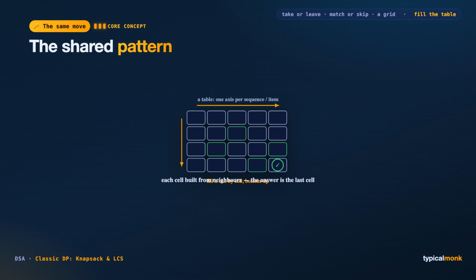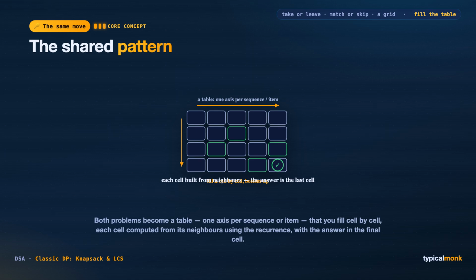Knapsack and LCS differ only in what a cell means and what the recurrence says. The machinery around them is identical. Master this grid filling pattern, and you have not learned two problems. You have learned a whole method, and countless problems are just new fillings of the same grid.